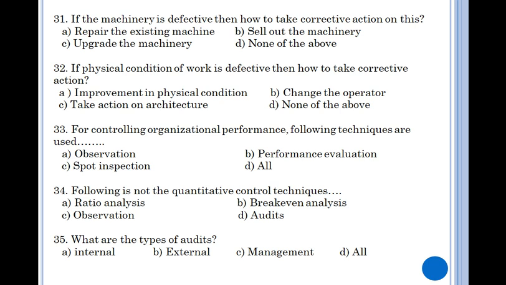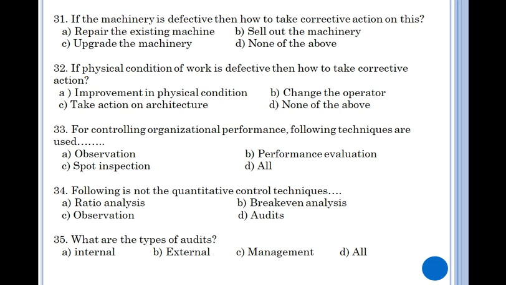Question number 32. If the physical condition of work is defective, then how to take corrective action? We have four options. A, improvement in physical condition. B, change the operator. C, take action on architecture. And D, none of the above. Option A is correct, that is improvement in physical condition.